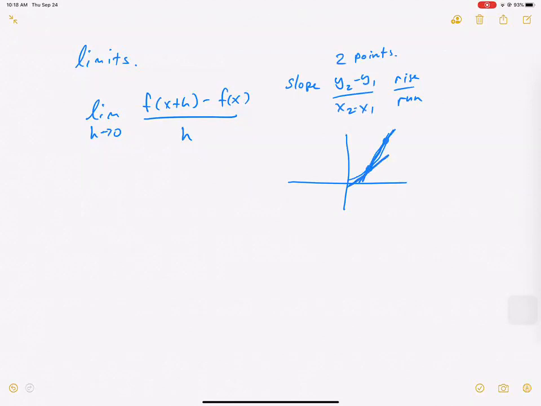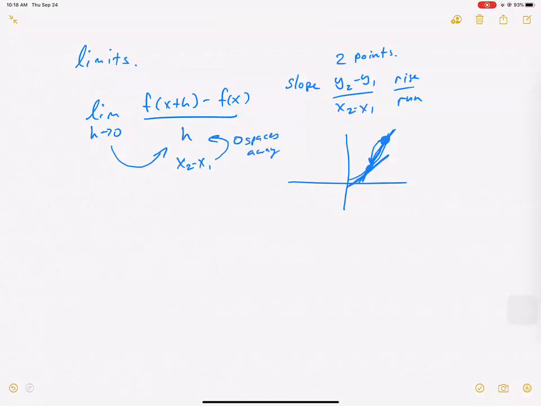So we said, what if we move this secondary point super close to the first one? So close that they're sitting on each other's laps. And that's where this aspect of h approaches 0 comes in. What if the x's, x2 minus x1, were so close together that it was practically 0 spaces away? 0 spaces away.